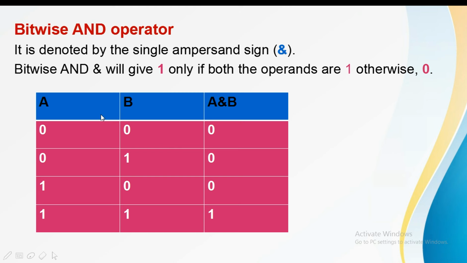So operand zote mbili lazima zikuwe 1 ndio answer ikuwe 1, otherwise itakuwa nini? 0. So tuko na operand ya kwanza ambayo ni A na ya pili ambayo ni B. Kwa hivyo A na B lazima zikuwe 1 ndio answer yetu hapa ikuwe 1. So hapa ya kwanza ni 0 na ya pili ni 0, answer ni 0. Hapa ya kwanza ni 0, ya pili ni 1, answer ni 0. Ya tatu ni 1, then 0, then we get 0. Then the last one we have 1 and 1. So 1 and 1, the answer is 1. So the answer will only be 1 if both the operands are 1.